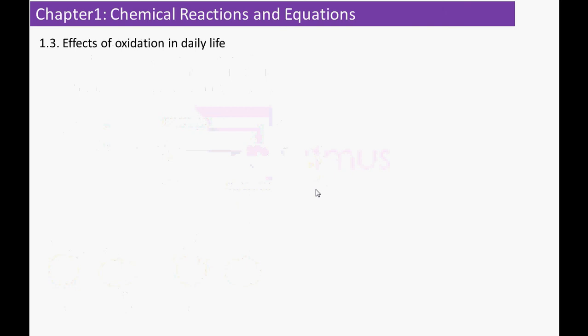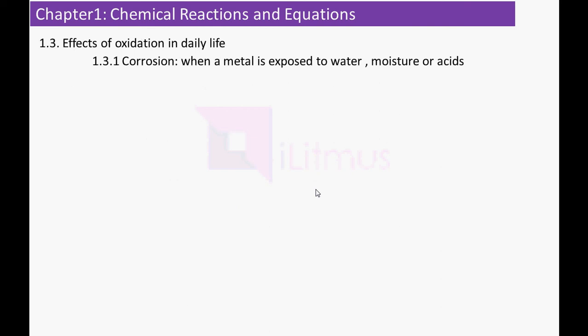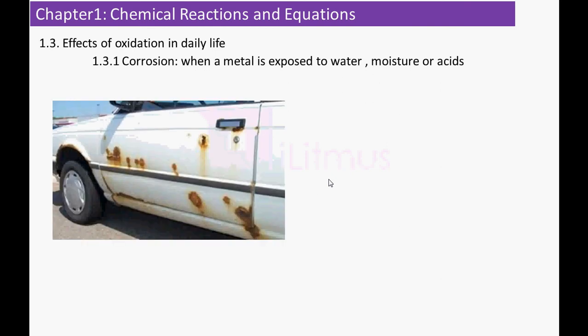Then coming to effects of oxidation in daily life. First one is corrosion. When a metal is exposed to water or moisture or some acid, then you can see, say your AC is kept outside your house, due to rain or some moisture, the nuts first start getting corroded, then the whole body starts corroding. You can see this picture, how corrosion is happening at the dented spots.